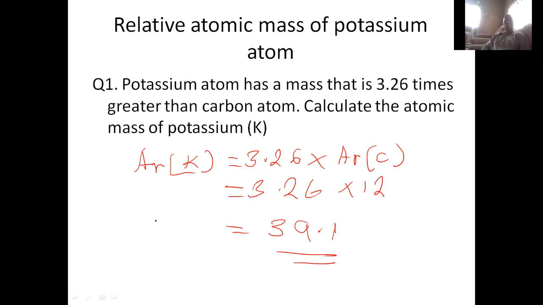And it has no units. So relative atomic mass of potassium is 39.1. And so here, because potassium has a mass that is 3.26 times greater than that of carbon, we multiply how many times it is greater by that of carbon, which is the comparable, which is 12. So this is basically what we do.